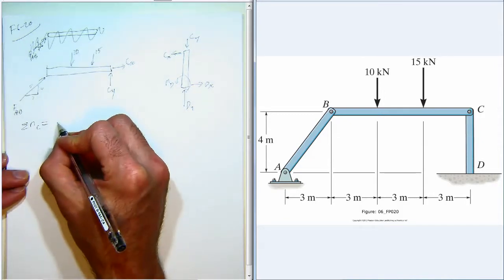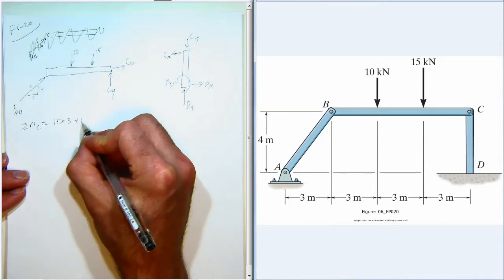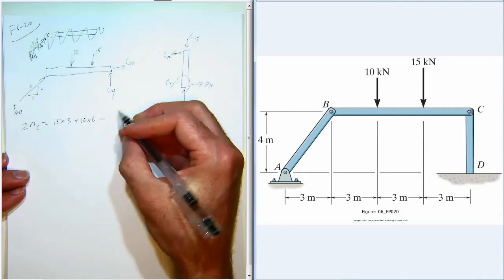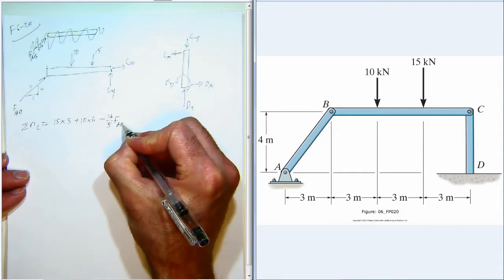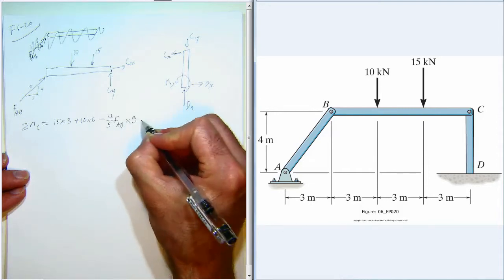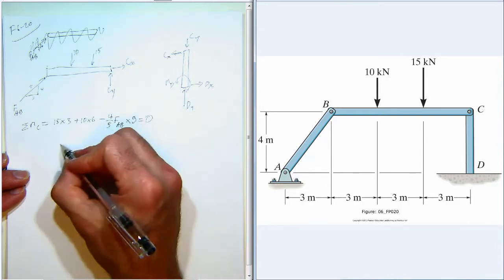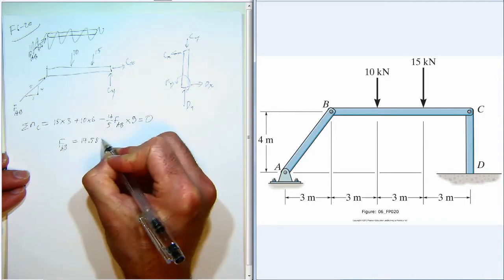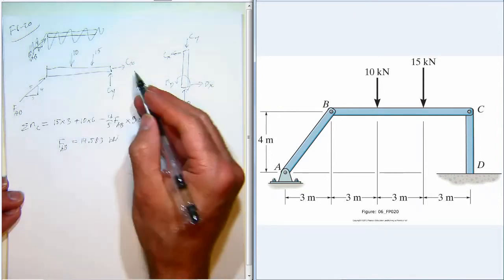So that's 15 times 3, positive moment, and then another positive moment, 10 times 6. And then the y component of FAB will provide a negative moment. So the y component is 4/5 of FAB, and then it has a moment arm of 9 meters. And all those add up to 0, and we get that FAB is 14.583 kilonewtons. And it is, in fact, in compression. So with that knowledge, we can solve for Cx and Cy.